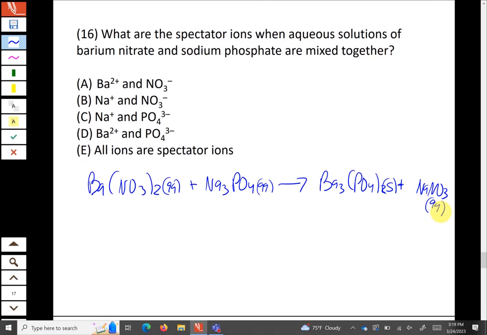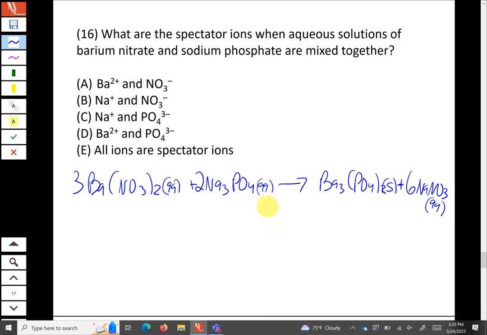So now we have some coefficients to add because we have 3 bariums over here, so we need a 3 there. Now we have 6 nitrates, so we need a 6 there. We have 6 sodiums, 2 phosphates, so we need a 2 there. So this one does have more coefficients than you usually see for a precipitation reaction, but that would be the fully balanced form. We don't really need all the coefficients just to identify spectator ions, but we're going to go through that.